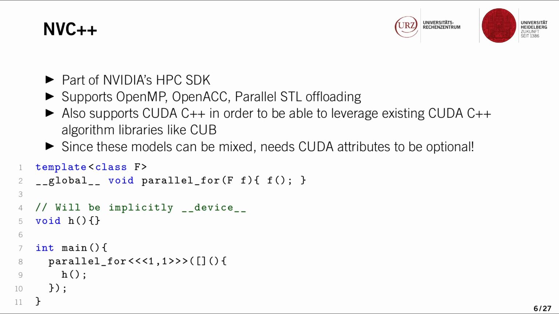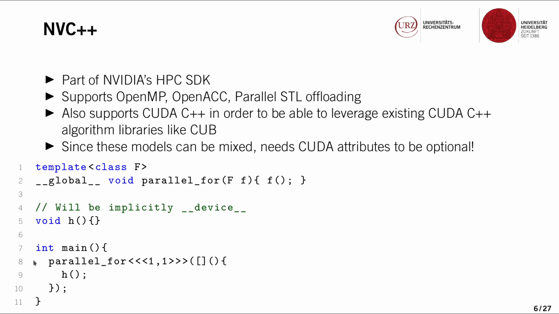And as such, CUDA attributes need to be optional. Because otherwise, how would you be able to call an OpenMP-based part of your kernel where device attributes, for example, are not necessary from a CUDA-based function? For example, if you have a CUDA kernel, let's call it parallel_for with a CUDA global attribute, and you invoke that kernel and give it some lambda function, and inside this lambda function you then call another function h. This function will implicitly be a device function and implicitly have the device attribute because it's called by a kernel.